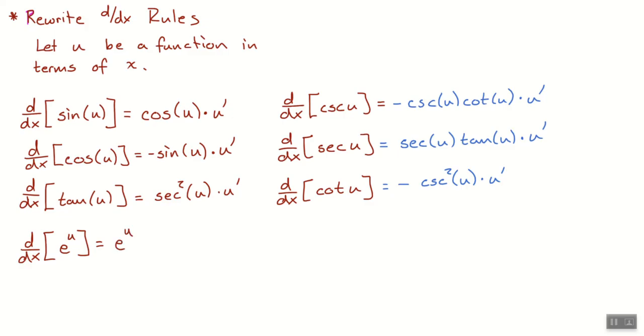One more little piece. U prime. E to the u times u prime. It works the exact same as e to the x. It just happens not to have a 1 as a derivative.